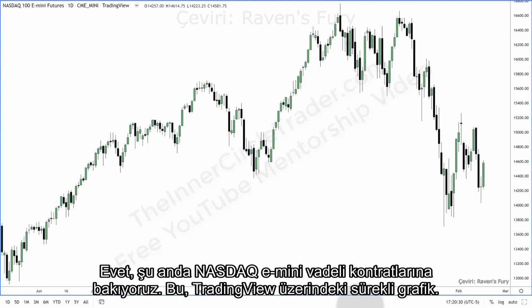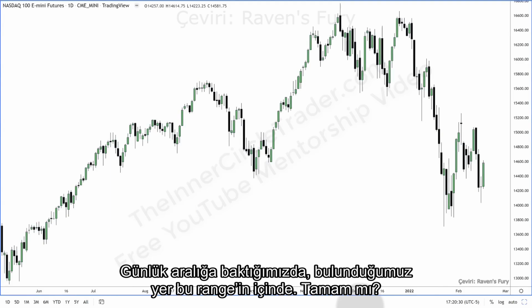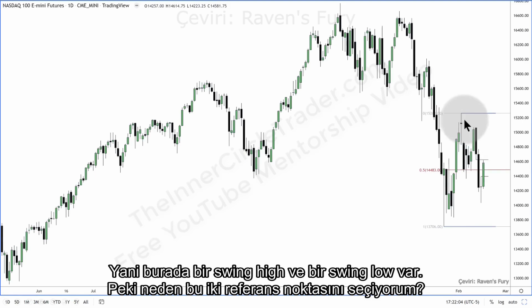All right, so we're looking at the NASDAQ E-mini futures. This is the continuous chart on TradingView. So if you look at the daily range of where we've been, we're inside this range here. Okay, so we have this swing high and this swing low.